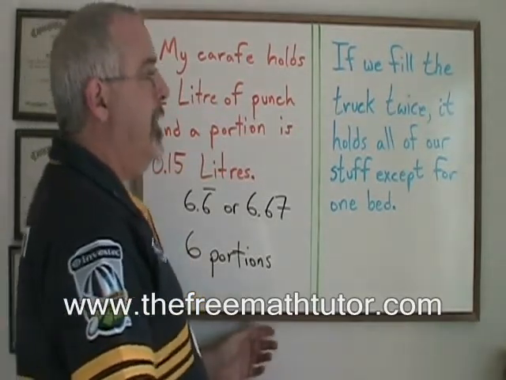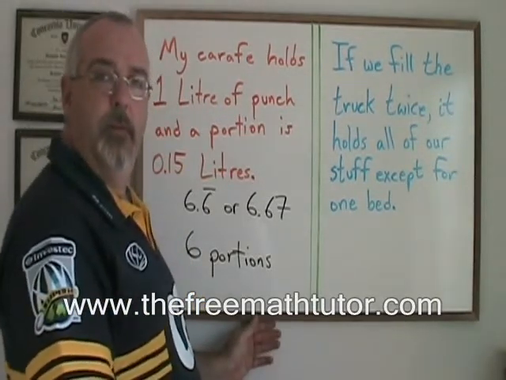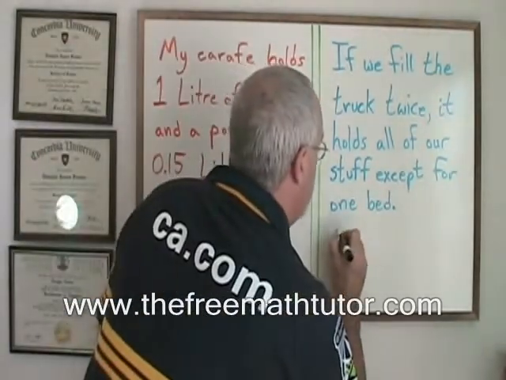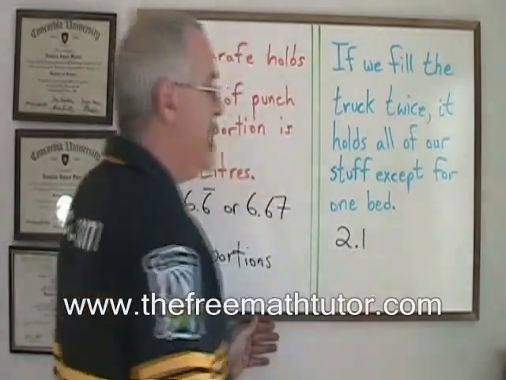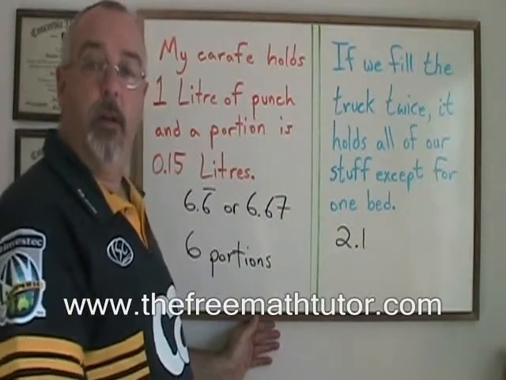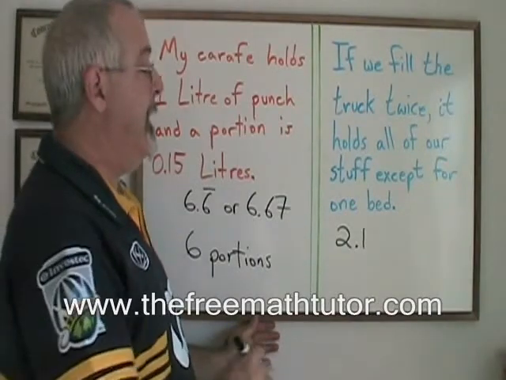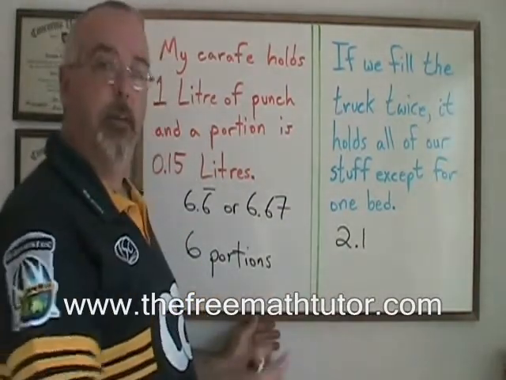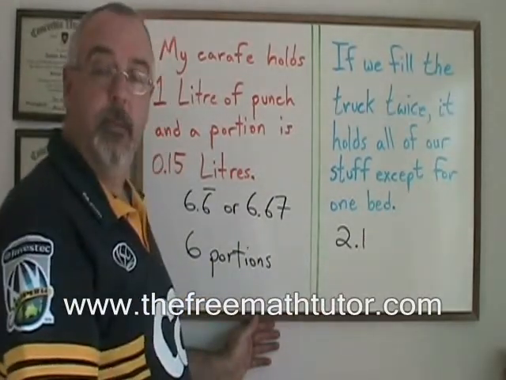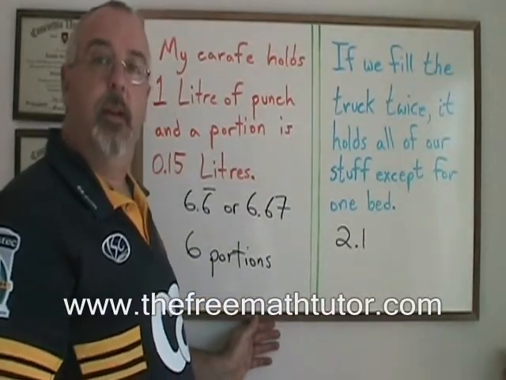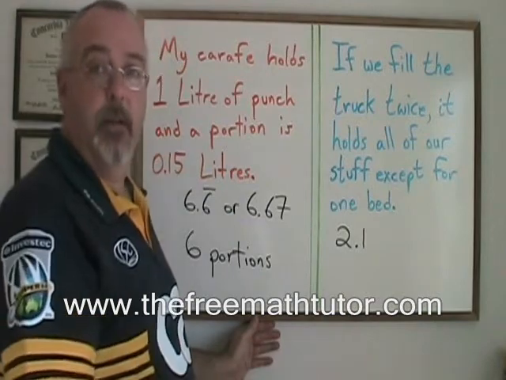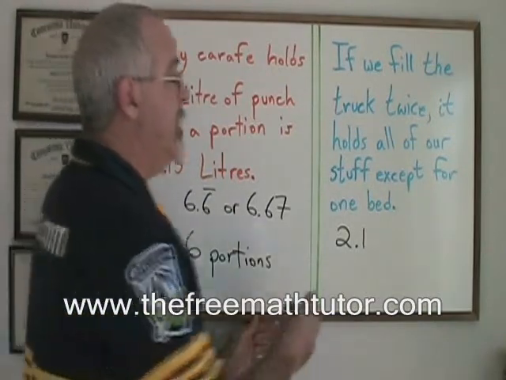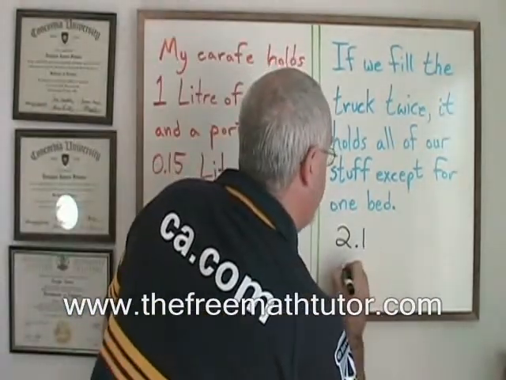Let's say we divide the volume of all of the furniture by the volume of the truck, and we get 2.1. This tells us that we have 2.1 truckloads of furniture. And the normal rounding rules would have us round that down to 2. But it's not true to say that we only need to drive the truck to the new apartment twice. This is a situation where we have to round up.